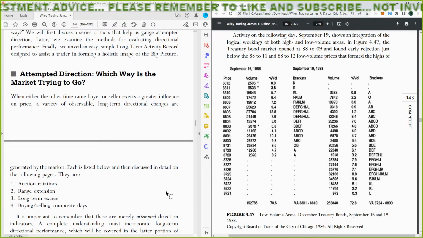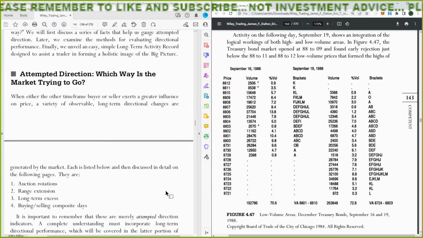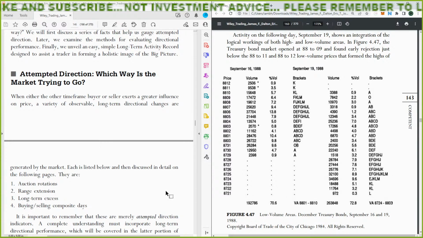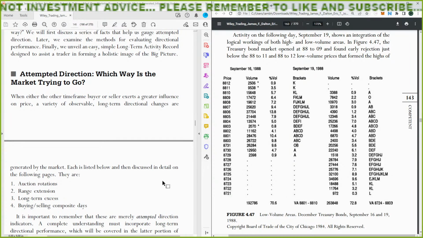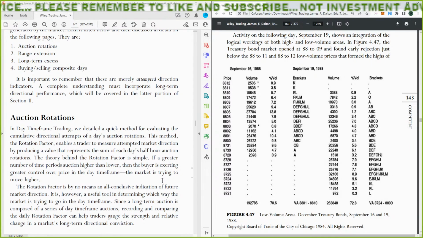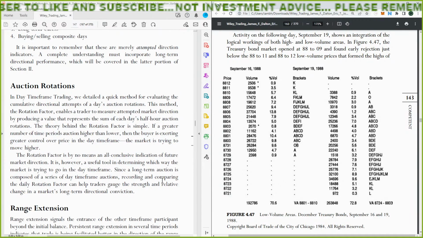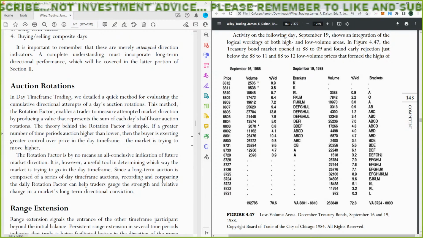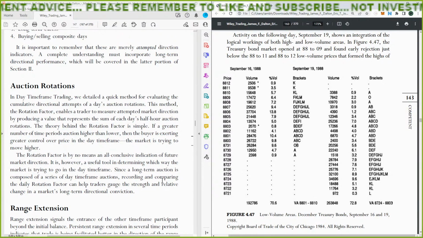Attempted direction. Which way is the market trying to go? When either the other time frame buyer or seller exerts a greater influence on price, a variety of observable long-term directional changes are generated by the market. Each is listed below and then discussed in detail on the following pages. They are auction rotations, range extensions, long-term excess, buying, selling, composite days. It is important to remember that these are merely attempted direction indicators. A complete understanding must incorporate long-term directional performance, which will be covered in the latter portion of Section 2.